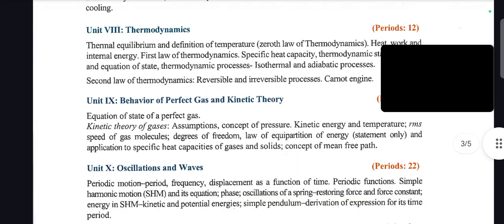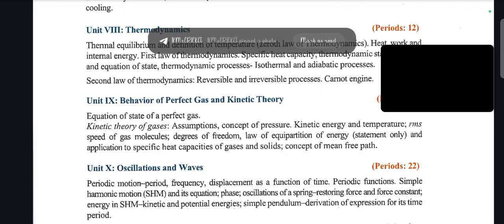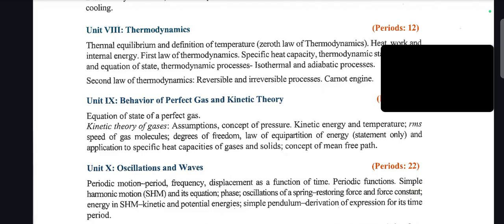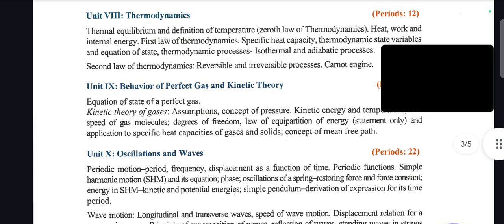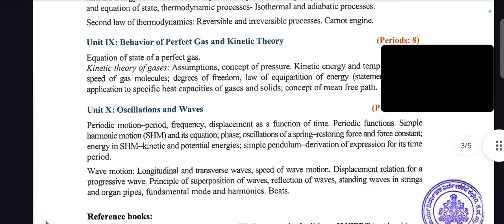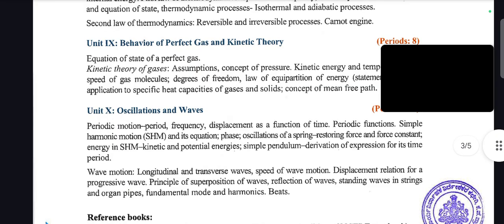Then in Unit 8, thermodynamics: thermal equilibrium and definition of temperature, heat, work and internal energy. First law of thermodynamics, specific heat capacity, thermodynamic state variables and equation of state, thermodynamic processes, isothermal and adiabatic processes. Second law of thermodynamics, reversible and irreversible processes, Carnot engine.